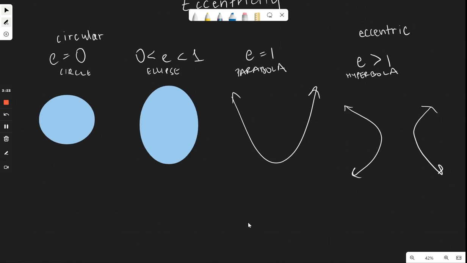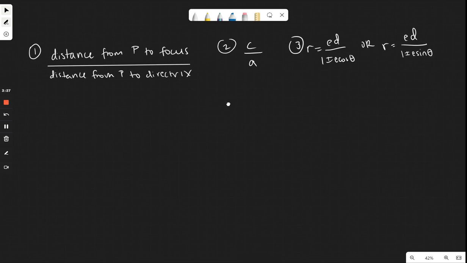Okay, so what are some ways that you can calculate eccentricity? My favorite way to think about eccentricity, the numerical value, is the distance from any point P to the focus of the conic over the distance from any point P to the directrix. Or you can think of it as c over a, where, as you know from standard form, c is the distance from the center to the focus, and a is the distance from the center to a vertex.